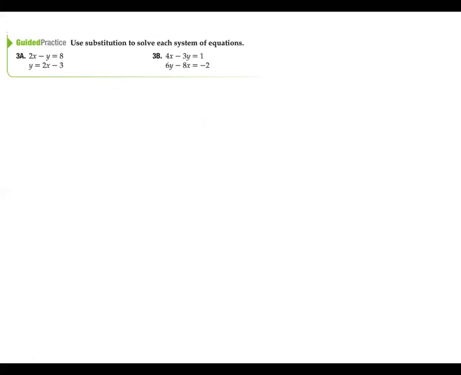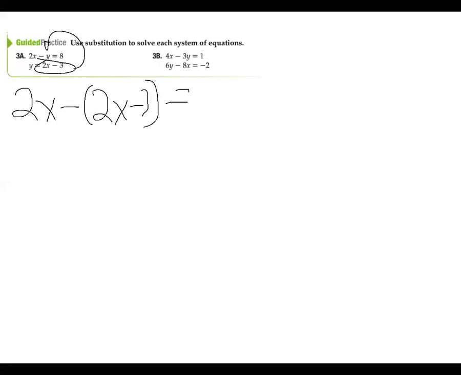All right, we're back. So for the first one, I'm going to substitute 2x minus 3 in for y. So it'd be 2x minus 2x minus 3 equals 8. And I'm glad this happened because notice it's 2x minus y. So you still have to put what you substitute in for y in parentheses, but now you're going to distribute the negative. So it's 2x minus 2x plus 3 equals 8.